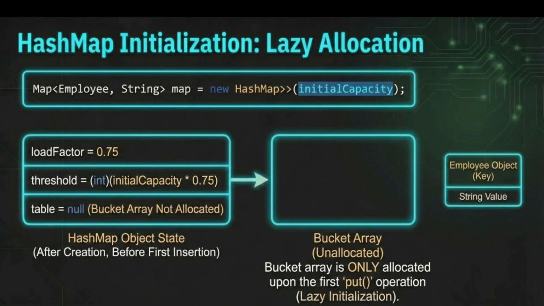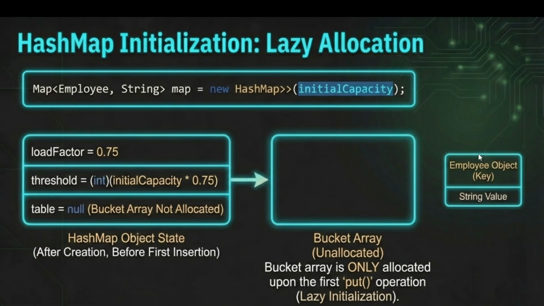When a HashMap is initialized, suppose I have created a map equal to new HashMap with initial capacity, say I have created it with a capacity of 60. What will happen in that case? It only initializes the values. It will not create any table for us. Nothing will be created. The load factor will be initialized with 0.75, the threshold will be calculated, and the table equals null. The bucket array is not allocated.